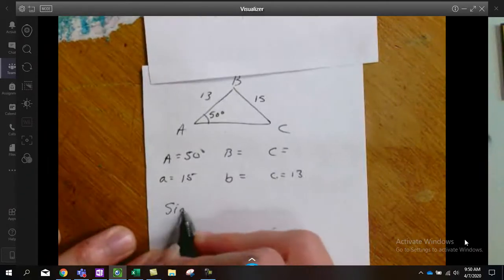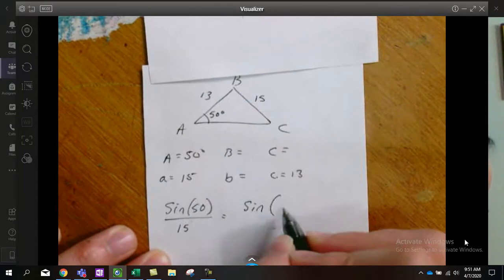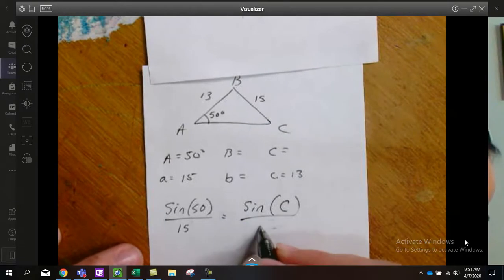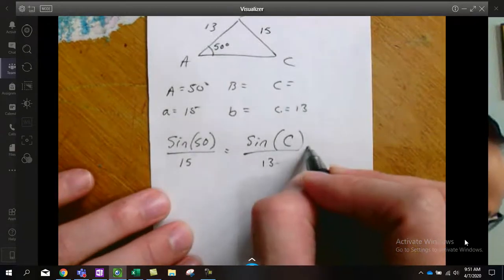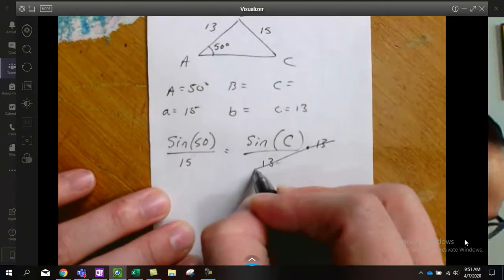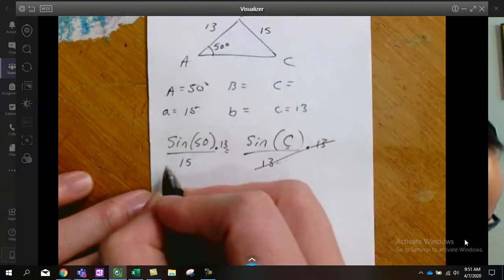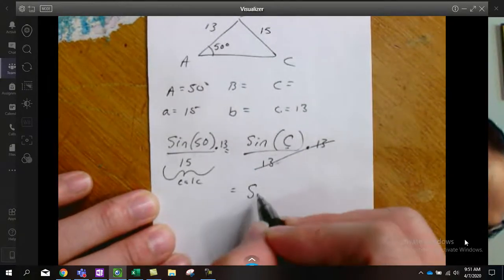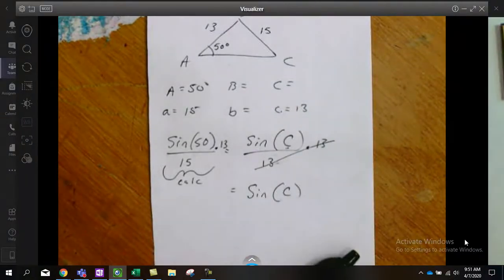which tells me that the sine of my capital A, 50, over my little a, 15, would equal the sine of my capital C, which I don't know, divided by my little c, which is 13. Now this is where it's slightly different. We're going to start with the same idea of multiplying by what's in the denominator underneath my unknown. That's going to stay the same. And I'm still going to put this into the calculator. But now over here on the right, I have to remember, it's not C that I have. I have the sine of C. So I haven't actually finished solving this.